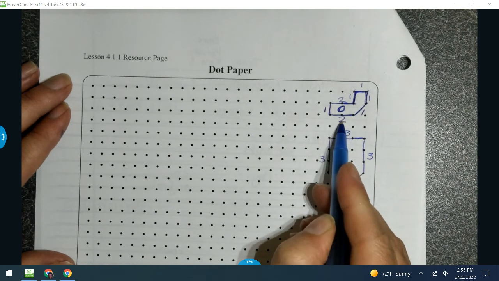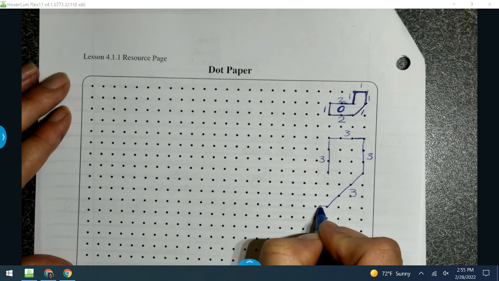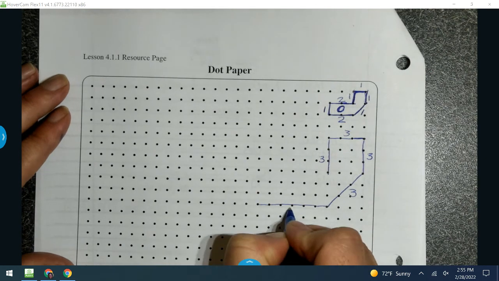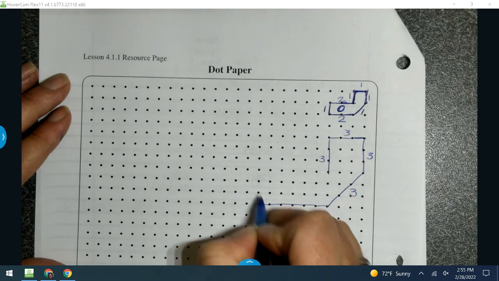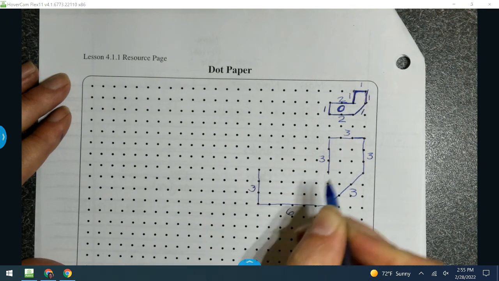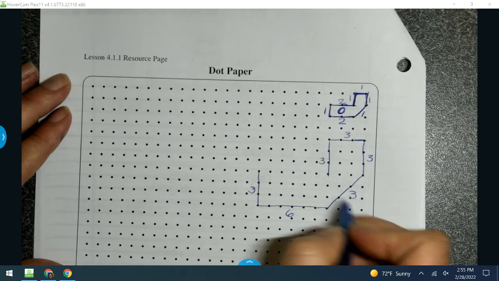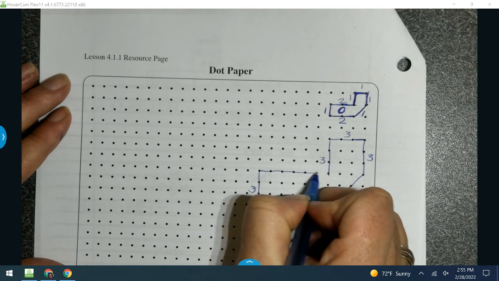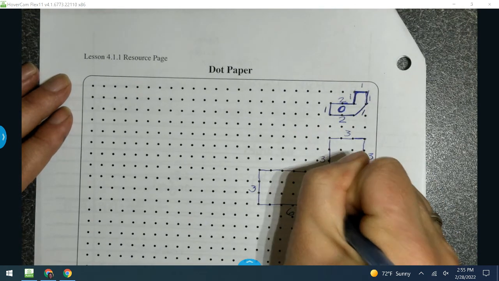So I have 2 right here, so I need it 3 times as big, so 2 times 3 is 6. So I have 1, 2, 3, 4, 5, 6. Then I have this guy right here, which is 1, and 1 times 3 is 3. So I have 1, 2, 3. And then lastly, I have this guy right here, which is 2. So 2 times 3 again is 6. So we have 1, 2, 3, 4, 5, 6. And this is going to be my copy. And so I'm going to label it as such.